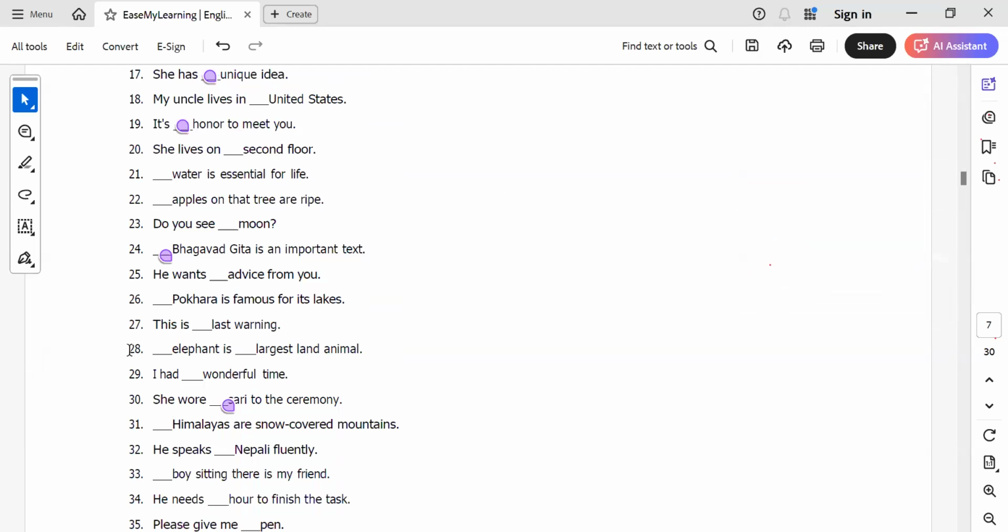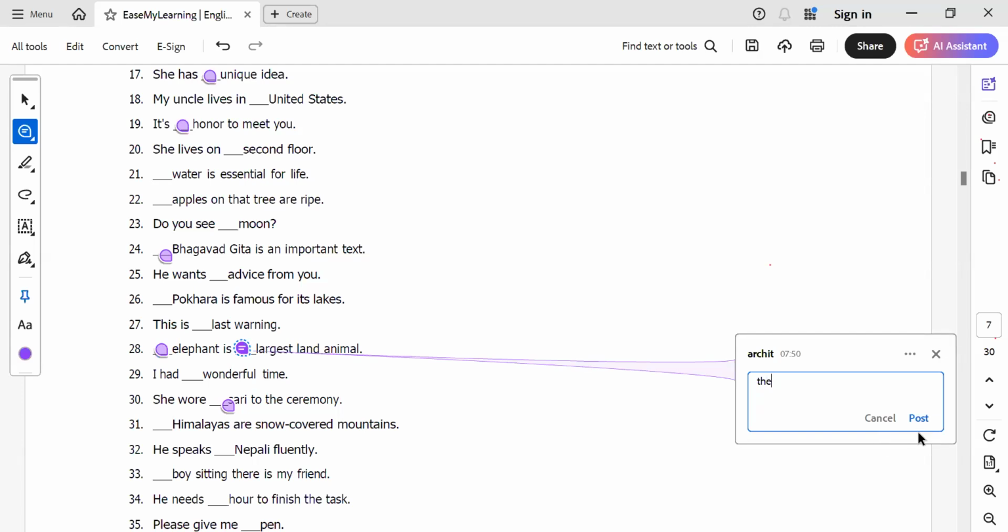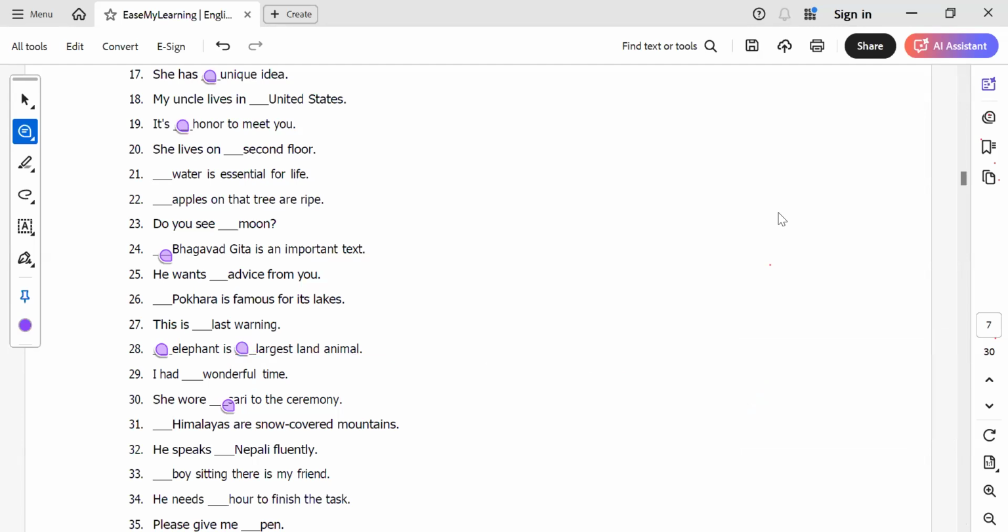Now question 28. Dash elephant is dash largest land animal. Anyone? There are two answers. So the first one is 'the', and the second one is also 'the', because we are superlatively describing it, and we are talking about a specific element, which is the elephant. Yes, Naman is the correct one.